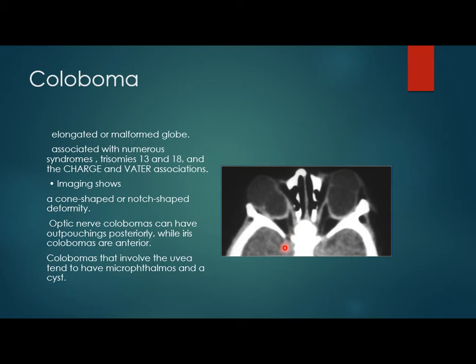So coloboma can arise from the posterior aspect of the globe, from the optic nerve, like a diverticulum, or anteriorly affecting the iris. And if it is anterior and affecting the uvea, it will tend to have what? Microphthalmia and cyst.